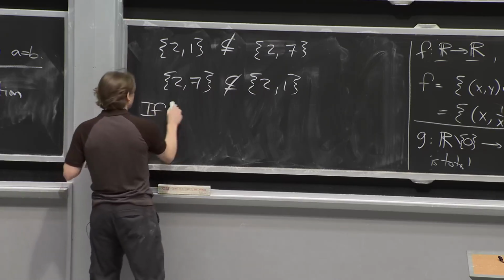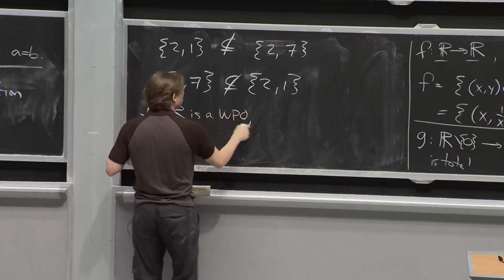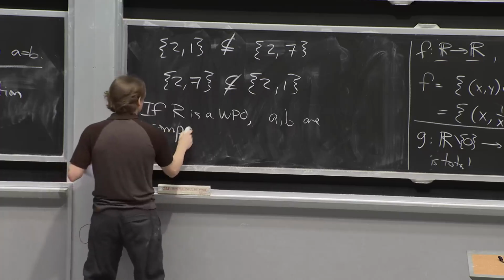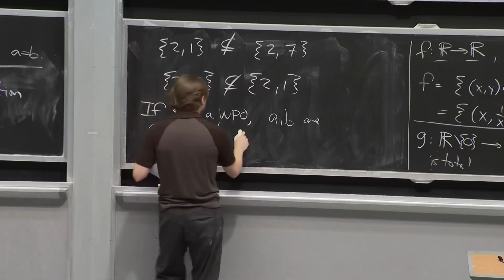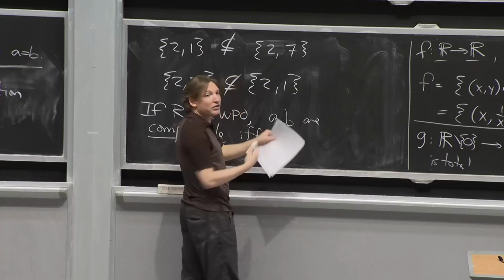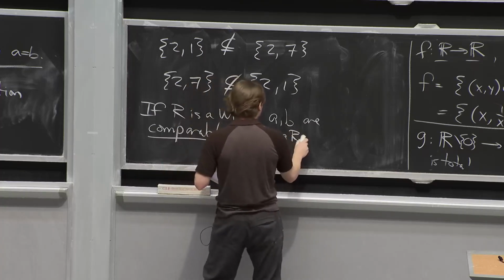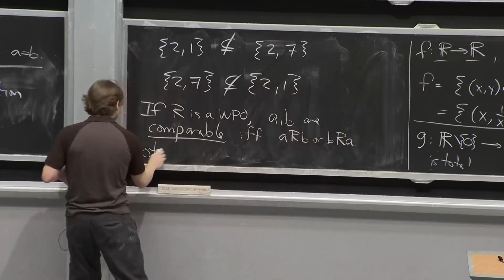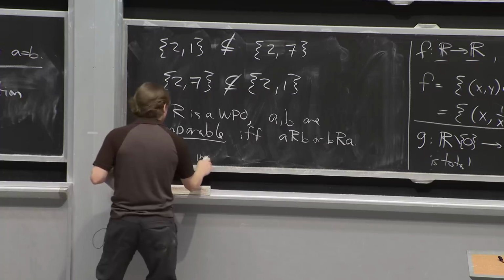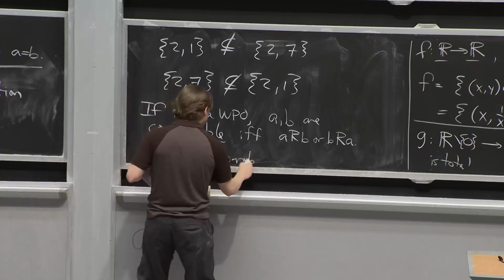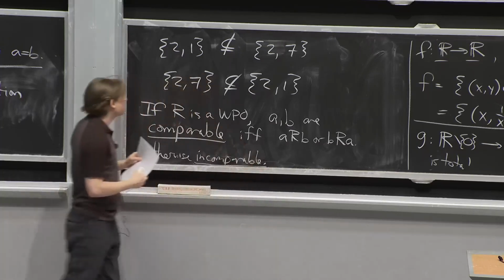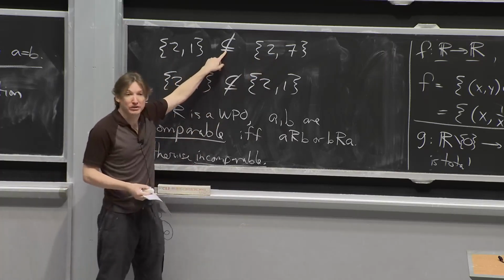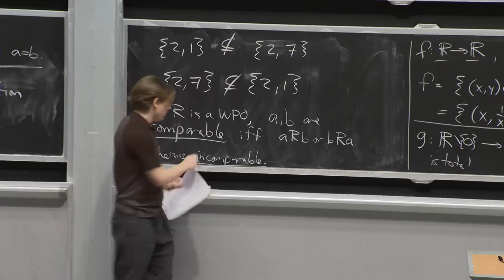So here are two sets, and neither is related to the other one under this subset relation. So this is a pair that cannot be compared. So if R is a weak partial order, we'll say that A and B are comparable if and only if the relation goes in at least one of the two directions. A relates to B, or B relates to A. Otherwise, they're incomparable. So these two sets, {2, 1} and {2, 7}, are incomparable under this subset equal relation.